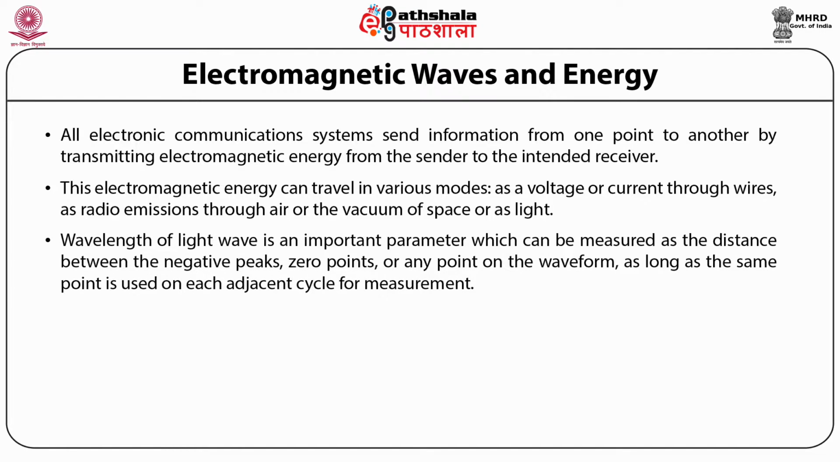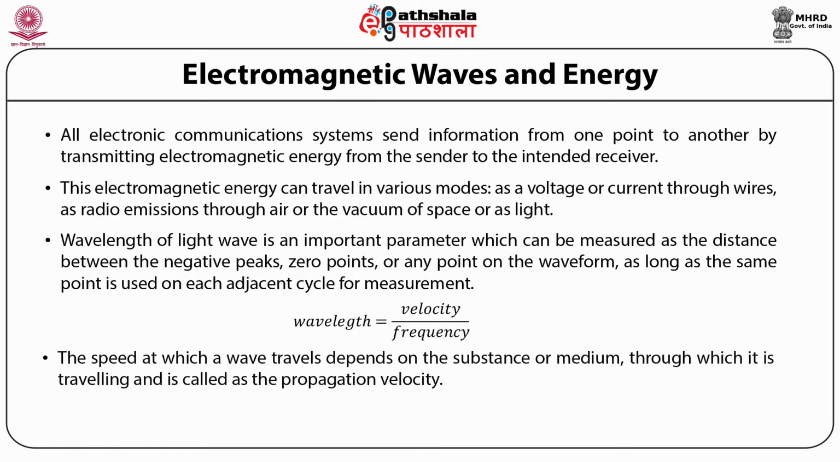Wavelength of a light wave is an important parameter which can be measured as the distance between the negative peaks, zero points, or any point on the waveform, as long as the same point is used on each adjacent cycle for measurement. So, wavelength is given by velocity divided by the frequency. The speed at which a wave travels depends on the substance or the medium through which it is traveling, and it is called the propagation velocity.